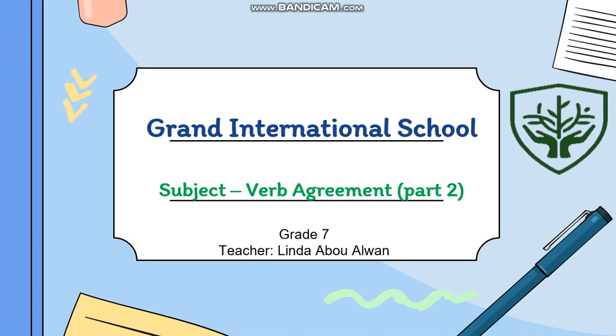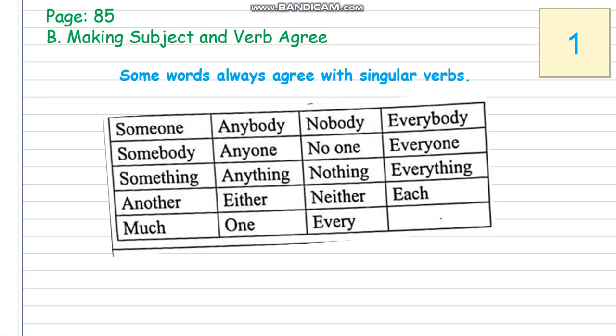Hello, this is part 2 of the subject-verb agreement lesson. The objective of this lesson is to make the subject agree with the verb in both singular and plural forms. How to make the subject agree with the verb?